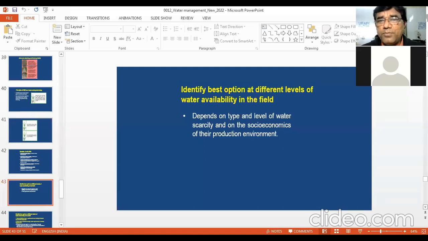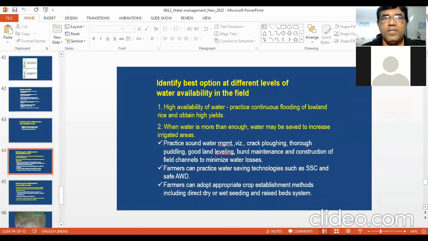Now, identify the best option at different levels of water availability in the field. What are the best strategies of water management at different levels of water availability, meaning water is less, medium, or largely available? It depends on the type and level of water scarcity and on the socio-economics of the production environment.